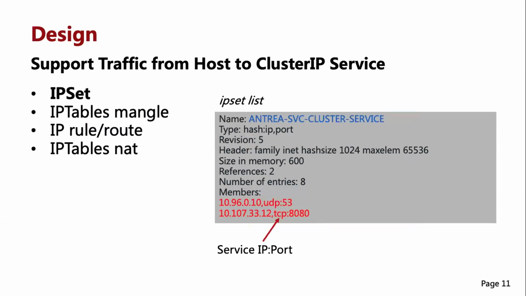Okay, next. Firstly, we use IPset to match the cluster IP address, protocol, and port. The matching time complexity is O(1) since we use an IP set with a hash table. In Kube proxy, once a cluster IP is created, the related items will be appended to IP tables, and its matching time complexity is O(N).